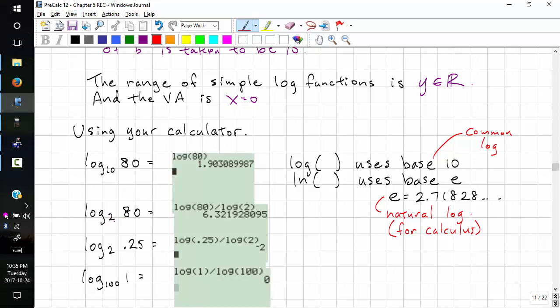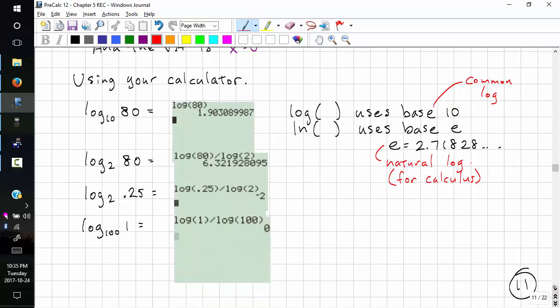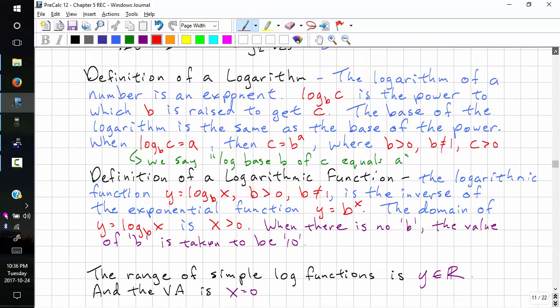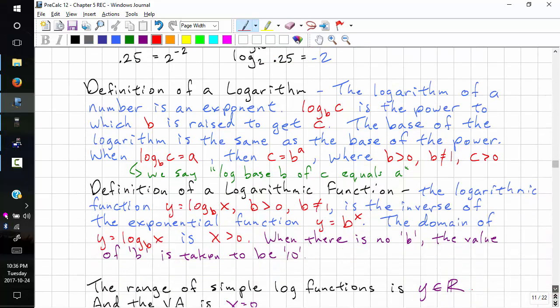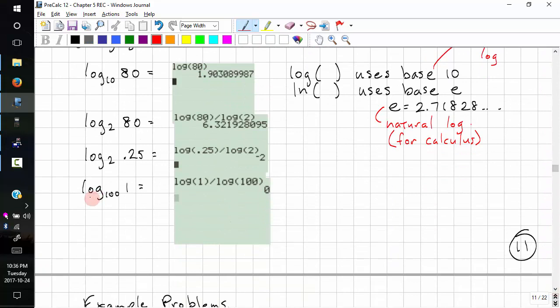Okay, if we want log base 2 of 80, we have to do log 80 divided by log 2. If we want log base 2 of 0.25, we do log 0.25 divided by log 2. This is negative 2, and that's what we saw up here. Log base 2 of 0.25 equals negative 2. Log base 100 of 1: log 1 divided by log 100 equals 0.